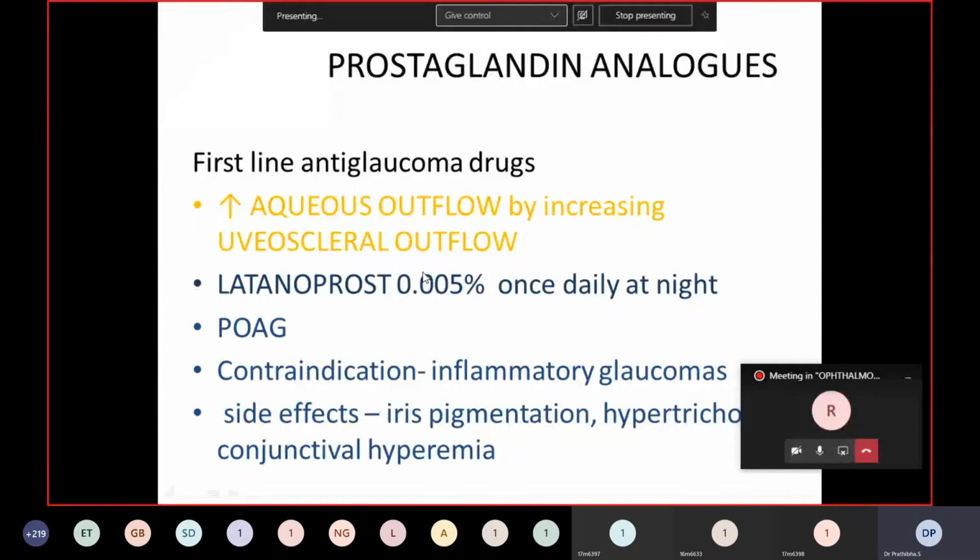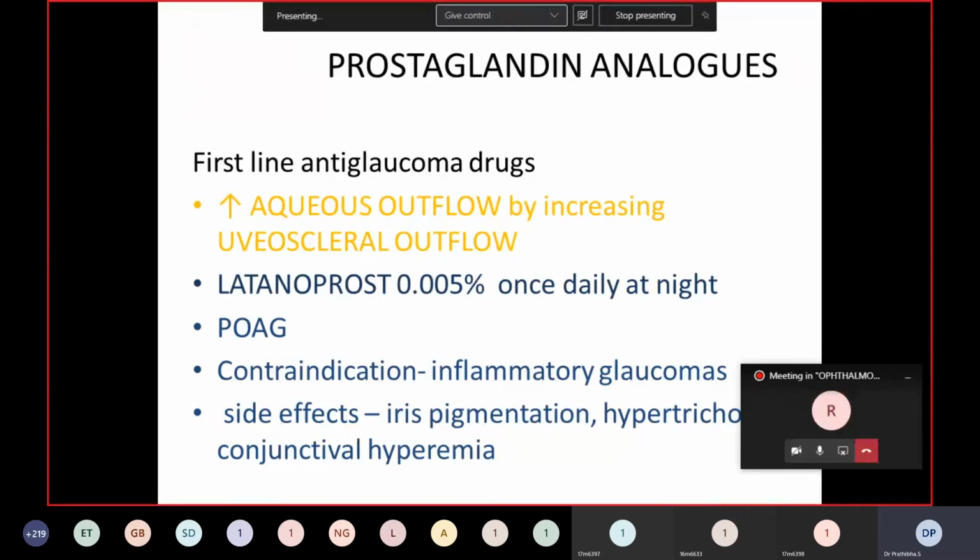For example, latanoprost 0.005% once daily at night can be used. This is usually used for primary open angle glaucoma, and it is very effective. Other than latanoprost, travoprost 0.004%, and bimatoprost can all be used. The only drawback is it is a little expensive for the patient, but the very good thing is the dosage is only once at night time application. One drop at night is enough.